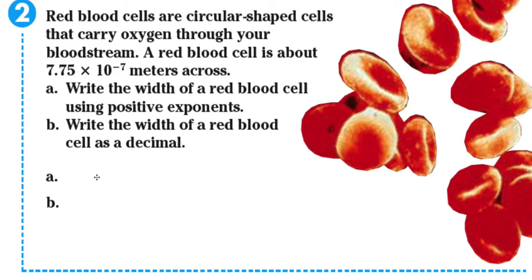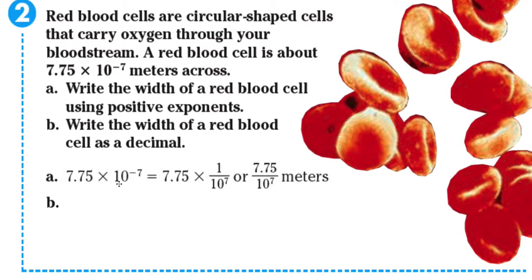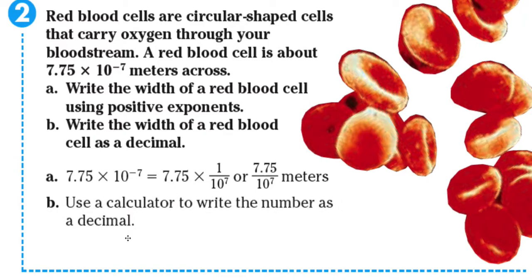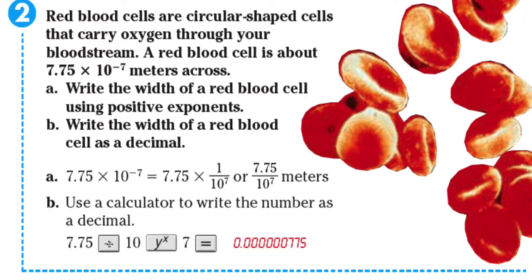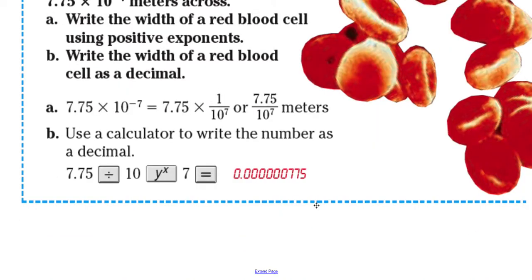Okay, so let's do letter A first. 7.75 times 10 to the negative 7 is equal to 7.75 times 1 over 10 to the 7th, according to the definition of negative exponents. So this becomes 7.75 over 10 to the 7th meters, and that is using positive exponents. In letter B, we simply use a calculator to solve this as a decimal. 7.75 divided by 10, then press the y to the x button, by 7, and you end up with 0.000000775.